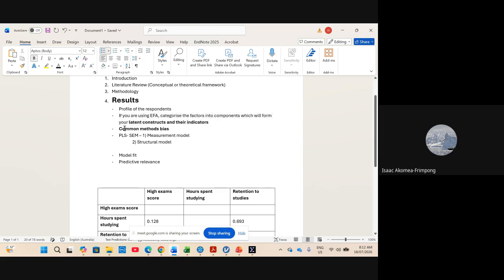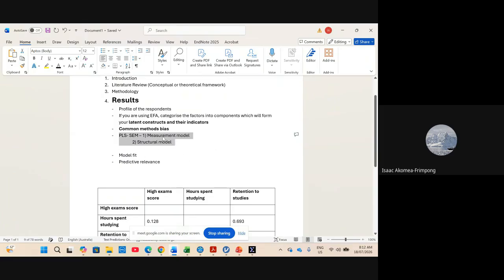Then, to make sure that the responses you are going to use for your structural equation modeling are okay, you need to check what we call the common method bias, to make sure your data set is fine. Once all these things have been done, you come to the actual structural equation modeling, which in this context we are using PLS. So you go to the PLS software, import your data, and run it.